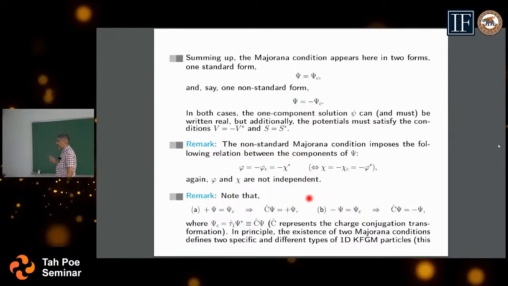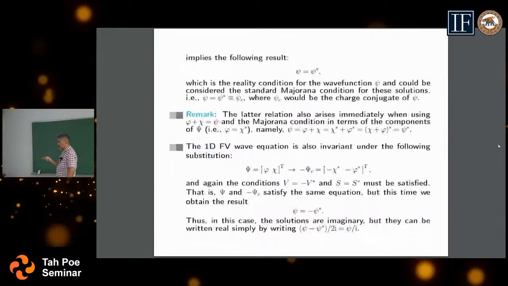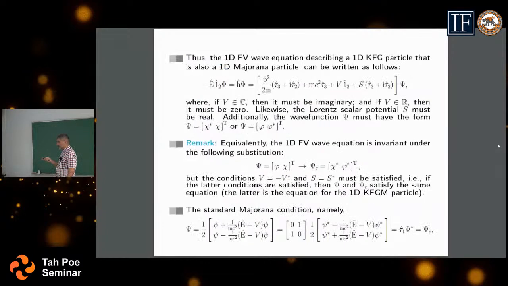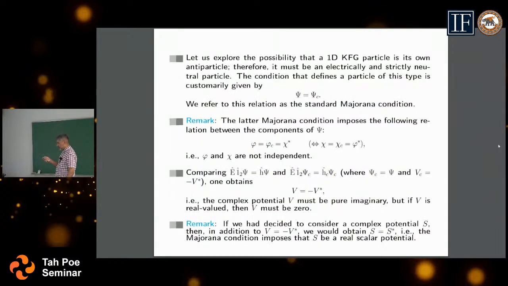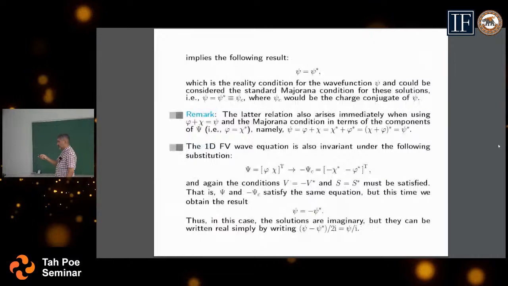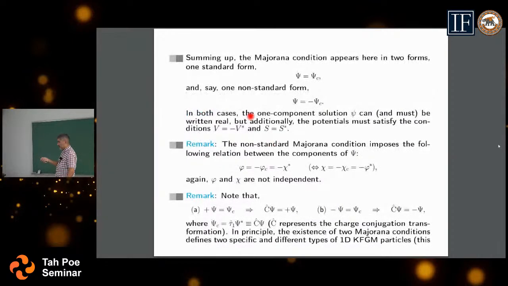I call this standard and this non-standard Majorana condition. The non-standard imposes the restriction phi is equal to minus chi asterisk. Remember, the other is imposing this. The standard is this, and the non-standard is imposing this.